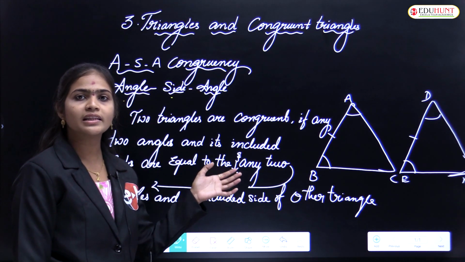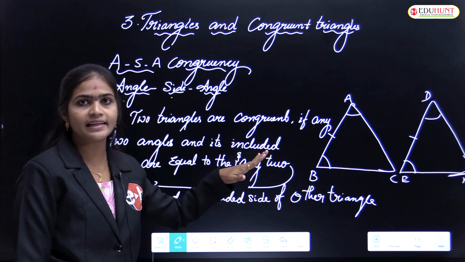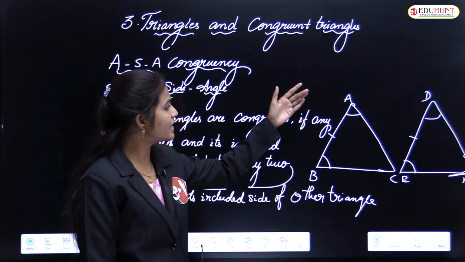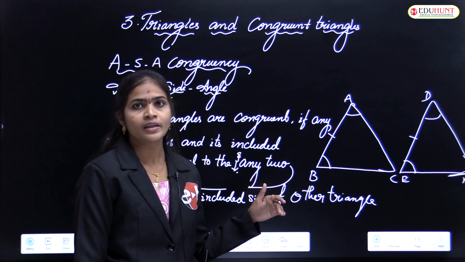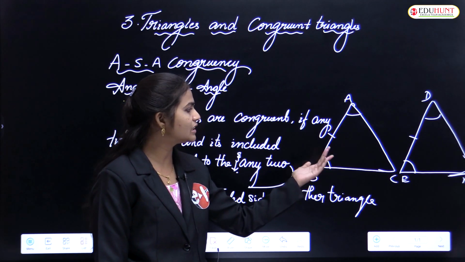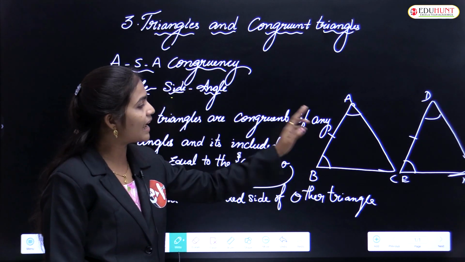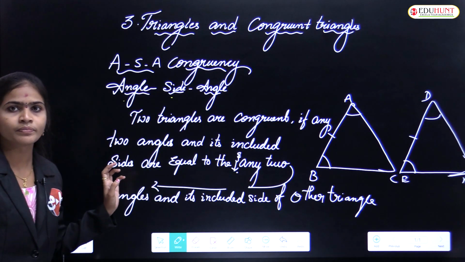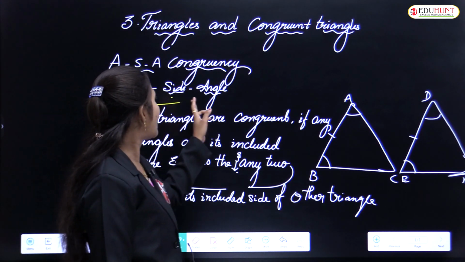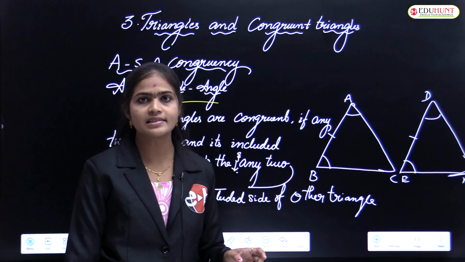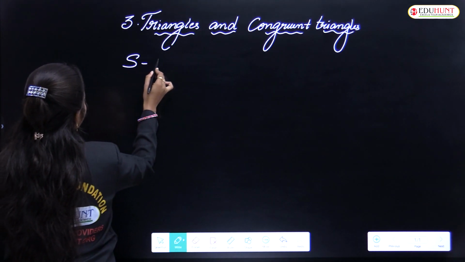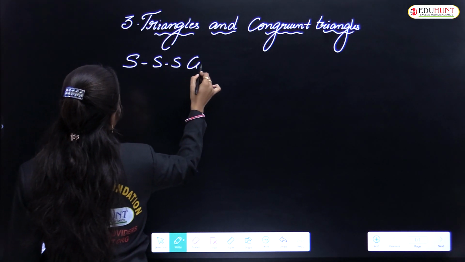So here you have to check the length of that side, which means the side lengths first, as well as any two angles. Any two angles like this you can also check. So by using that diagram we can say which congruency it is related to. Okay, so that is the angle side angle congruency.